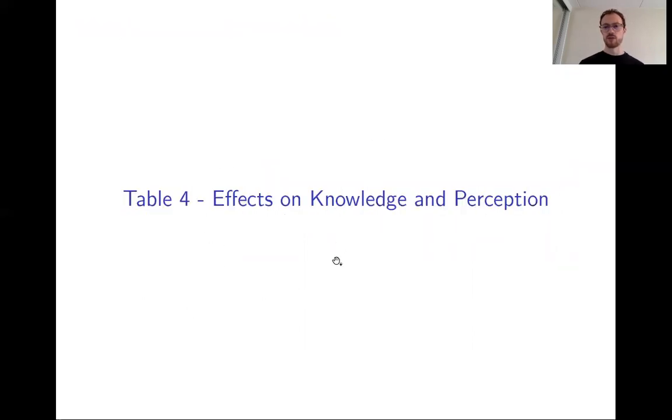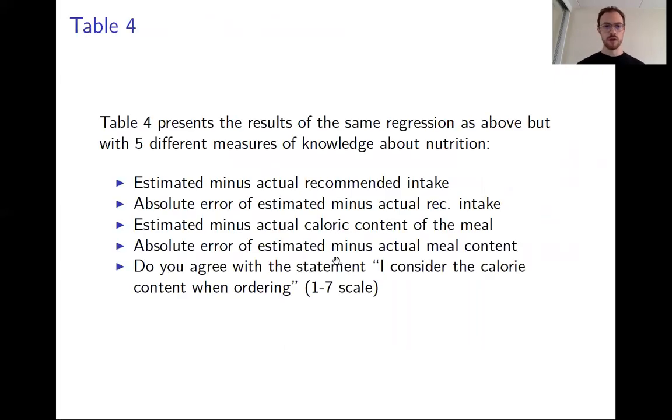So table 4 presents the effects on knowledge and perception, and it has one regression specification, but with 5 different outcomes. And the 5 different outcomes are the estimated minus the actual recommended intake. So it's kind of the error in their estimate of how many calories they should consume. Then the absolute value of this error, the error in their estimate of the calorie content of the sandwich, and the absolute error of this. And then finally, whether or not they agree with the statement, "I consider the calorie content when ordering." This was reported on a 1 to 7 scale.